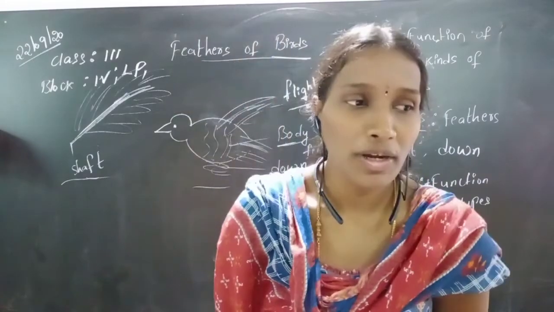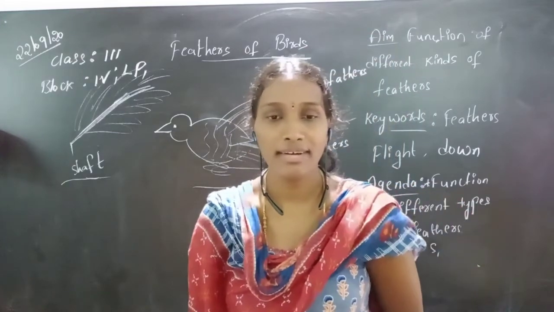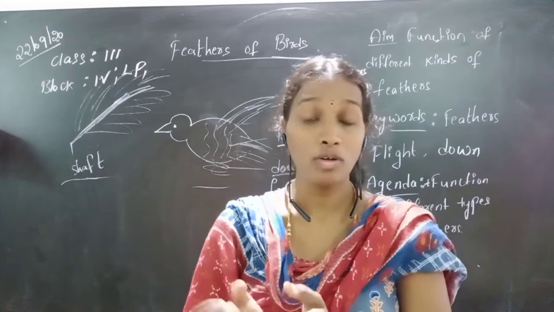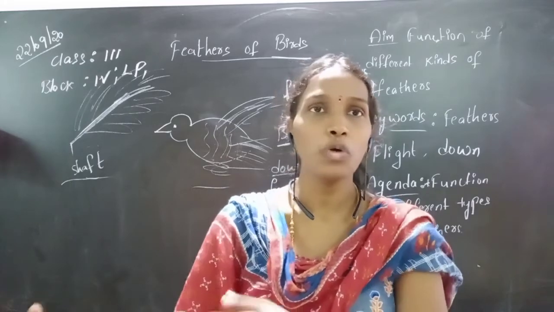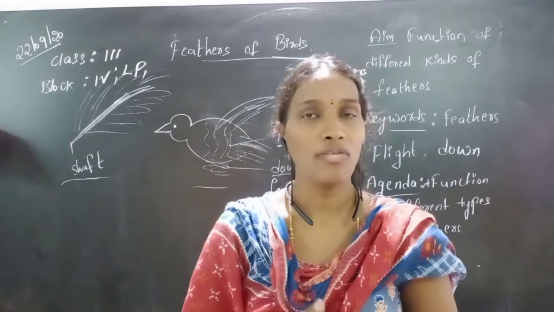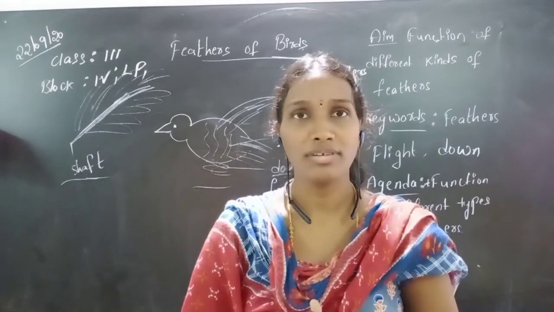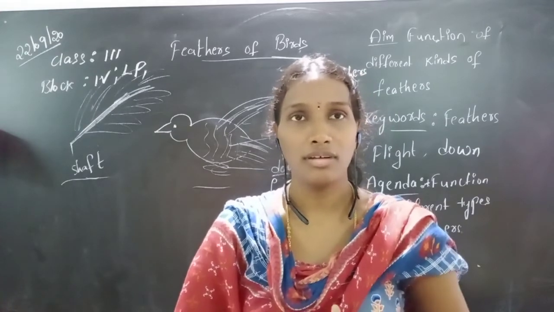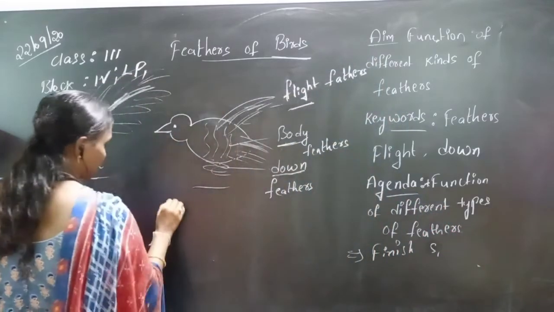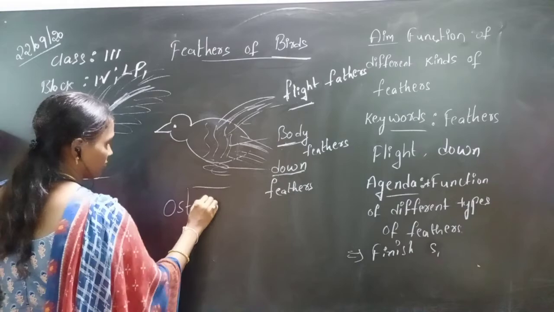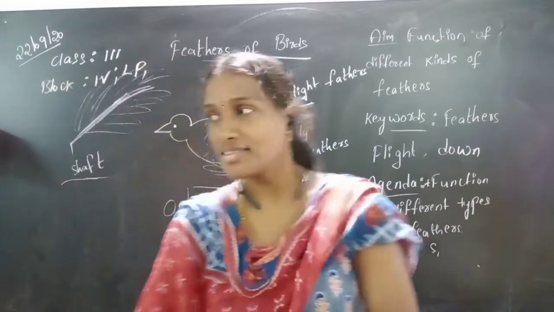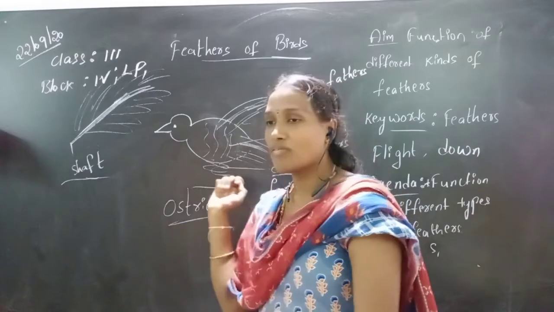Now I am going to ask you some questions. Okay, children, there are some birds that do not fly. What are those birds? Yes, ostrich. You know that ostrich? Ostrich is a bird, but it cannot fly.